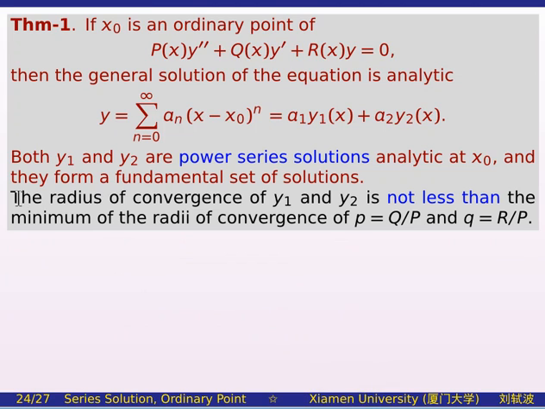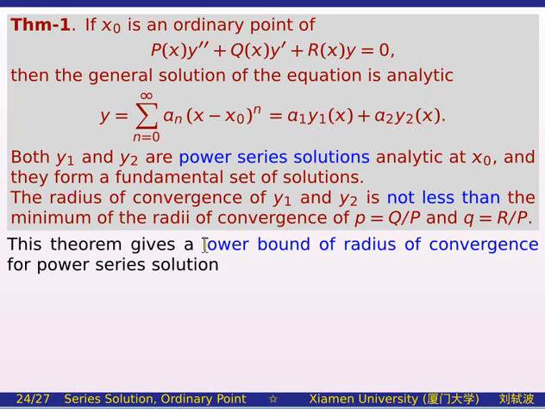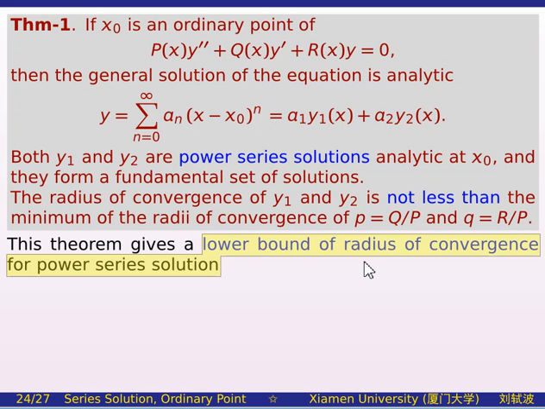So this part of the conclusion of the theorem says that the radius of convergence of y1 and y2 is not less than the minimum of rho 1 and rho 2. Okay, so this is very useful. Without obtaining the coefficients an for the solution, we can obtain the lower bound of the radius of convergence for the power series solution. So this is a very useful conclusion.